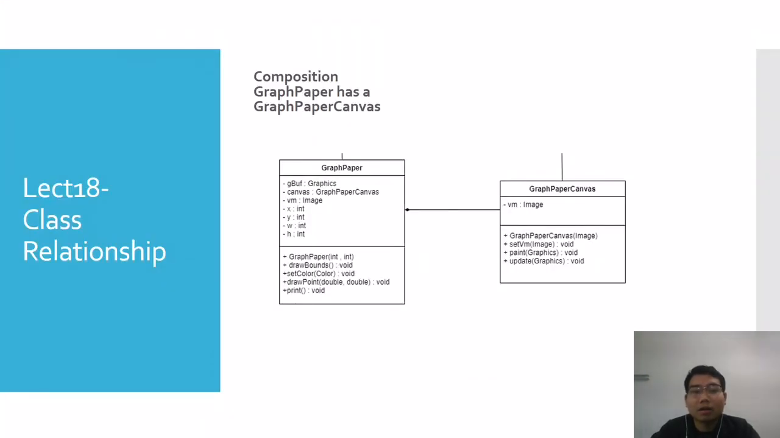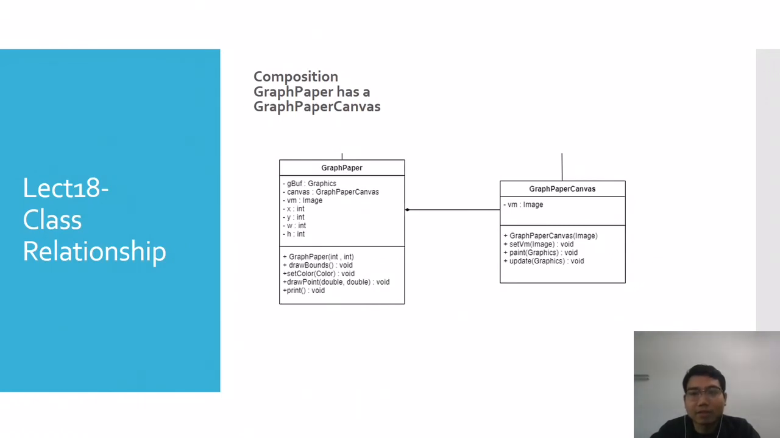We begin with lecture 18, which is the class relationship. We have this composition: GraphPaper has a GraphPaperCanvas. As you can see in the middle, we have the black arrow here. This shows that GraphPaper is a composition with GraphPaperCanvas. So we get the information from the class relationship course chapters. Sorry. So this is the first chapter that we have the relationship.